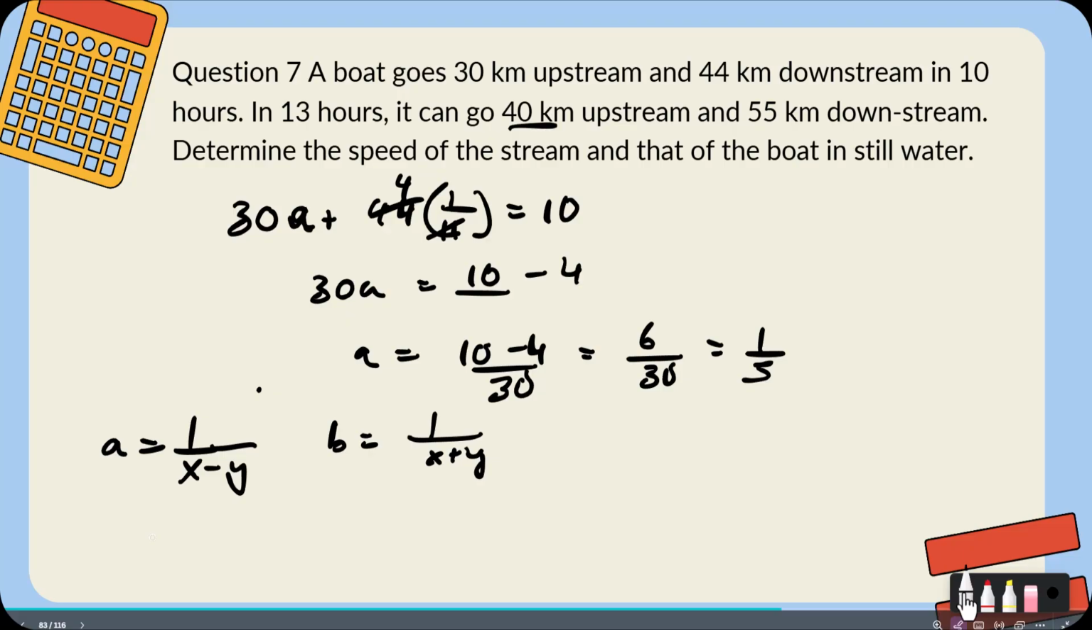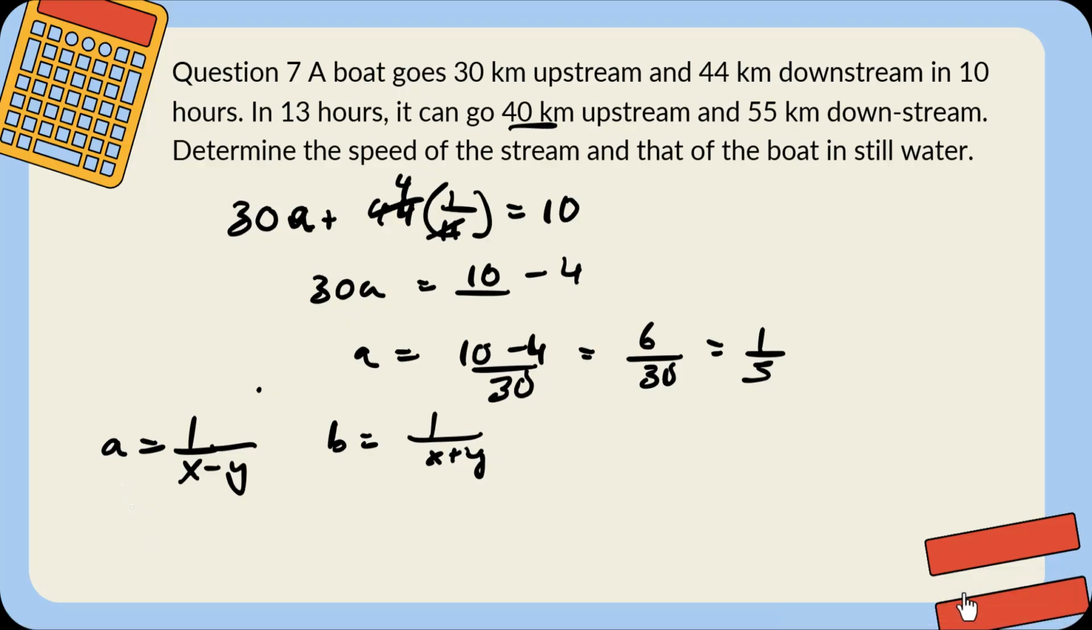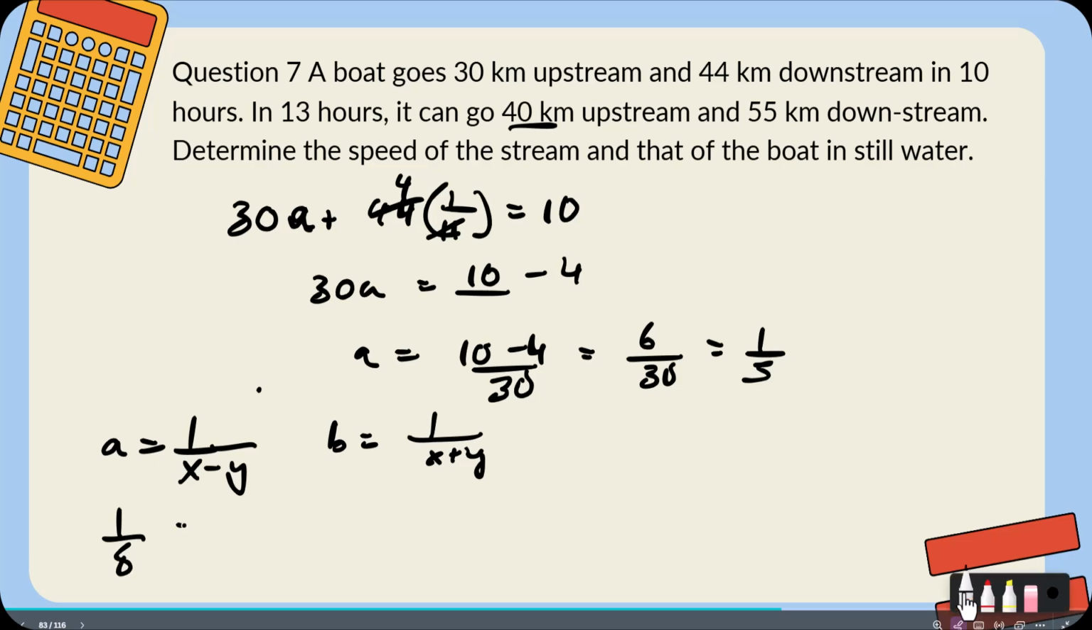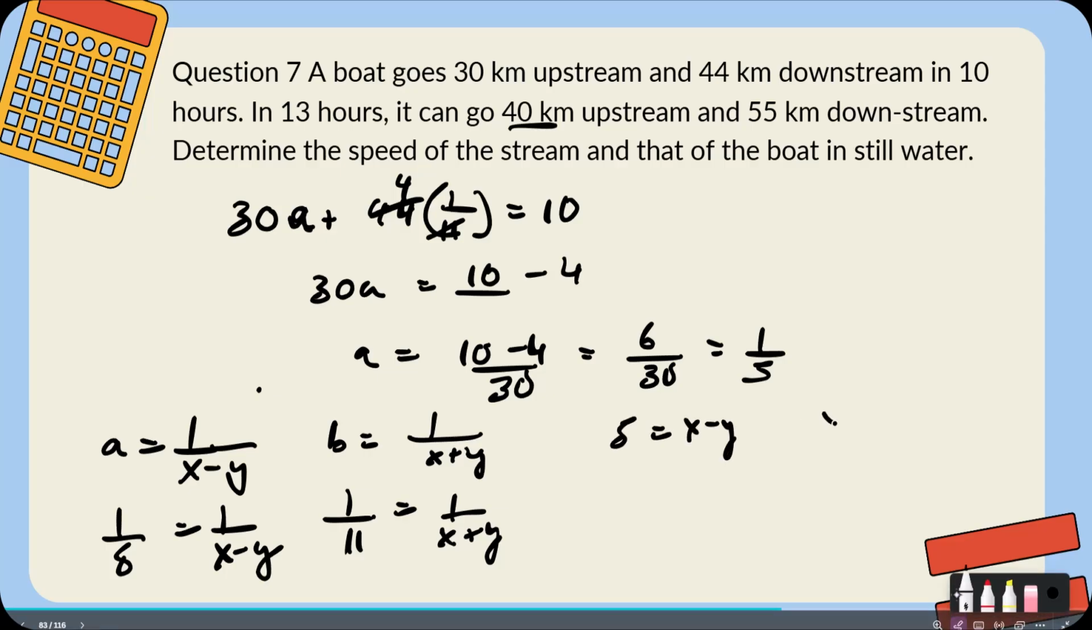So a is equal to 1 by x minus y and b is equal to 1 by x plus y. So we'll substitute the values. 1 by 5 is equal to 1 by x minus y, and 1 by 11 is equal to 1 by x plus y. Now we'll cross multiply. So x minus y is equal to 5 and x plus y is equal to 11. We'll add them, the y will get cancelled. So we have 2x is equal to 16. So x is equal to 16 by 2, which is 8.